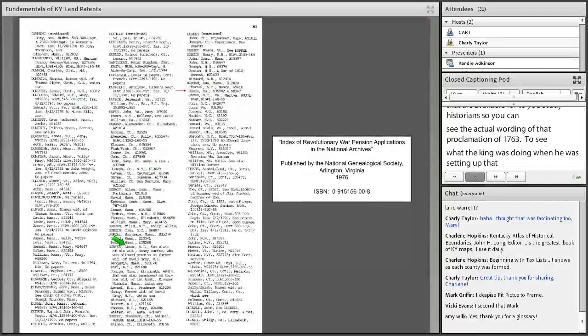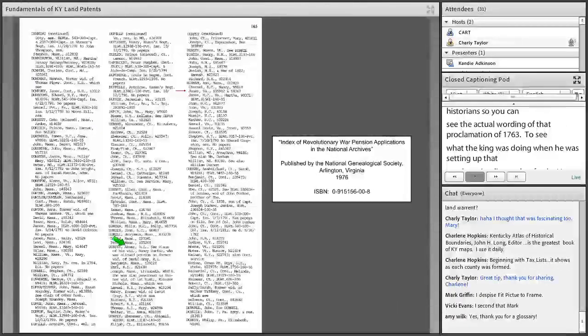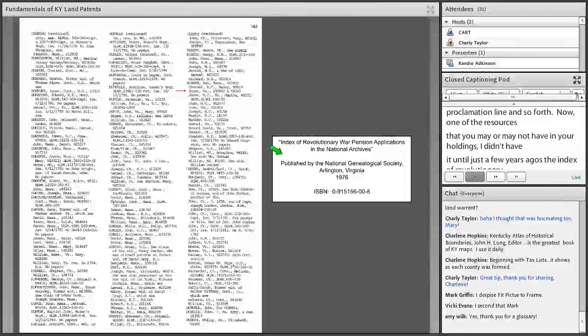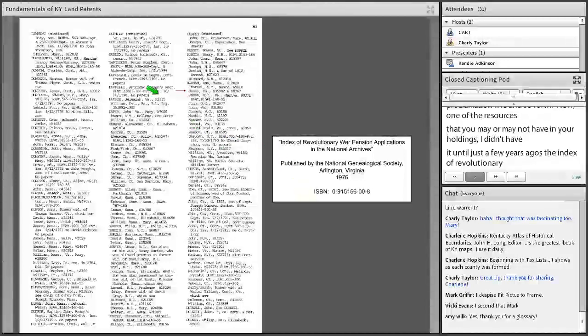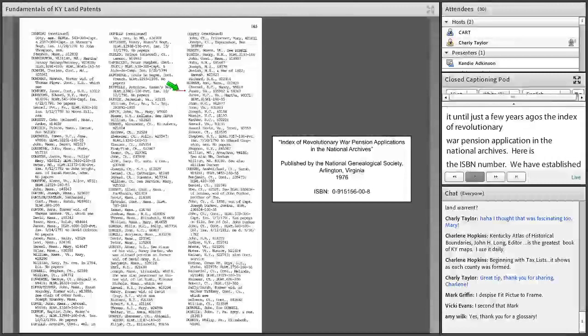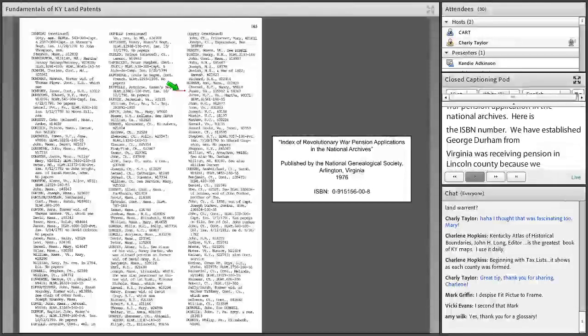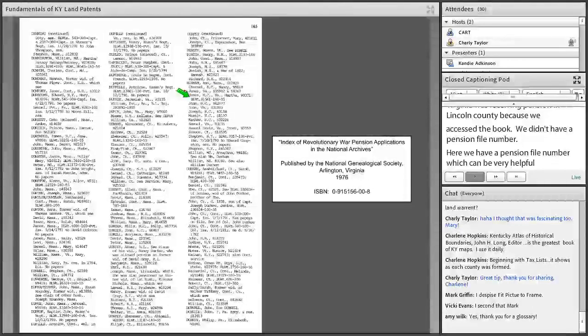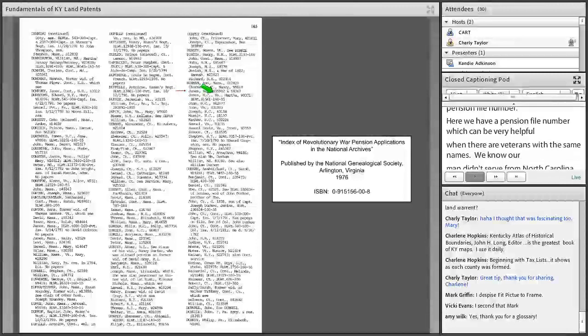Now, one of the resources that you may or may not have in your holdings, I didn't have it until just a few years ago, is the Index of Revolutionary War Pension Applications in the National Archives. Here's the ISBN number. We have established that a George Durham from Virginia was receiving a pension in Lincoln County because we accessed Quisenberry's book, right? But we didn't have a pension file number. Here we have a pension file number, which can be very helpful when there are veterans with the same names. We know our man didn't serve from North Carolina. He served out of Virginia. So that narrows it down right there to this one here.